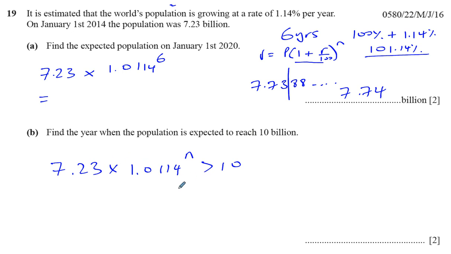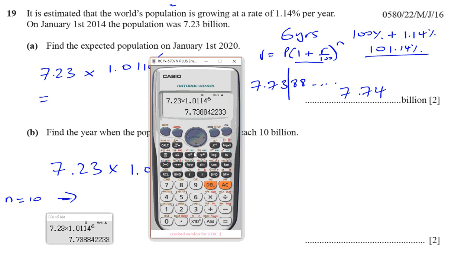So what we can do is use trial and error. Now I know that when I put n equals 6, I'm going to get 7.74 billion. So it's got to be more than 6. Let's try, for example, 10. When we put n equals 10 into this formula, you just go back here and change that 6 to 10. Let's see what we get.